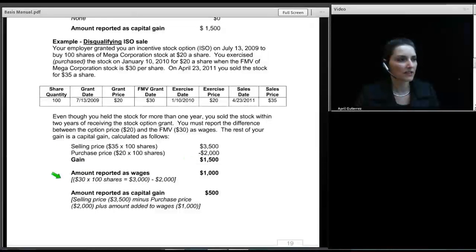However, because I don't meet the holding requirements, $1,000 is going to get added to my payroll as compensation, and that $1,000 adds to my cost. The original purchase price being $2,000, I'm going to add $1,000 of cost. That leaves me with a long-term capital gain of $500. So on Schedule D, I'll report a long-term capital gain of $500. And on the wage line of my tax return, my wages should have been bumped up by $1,000.